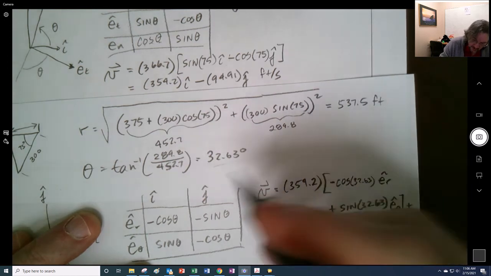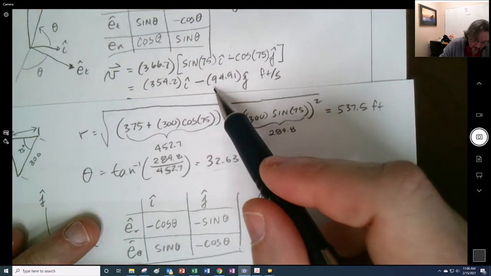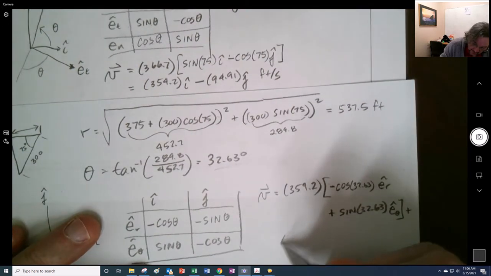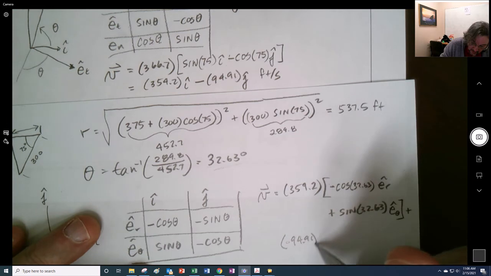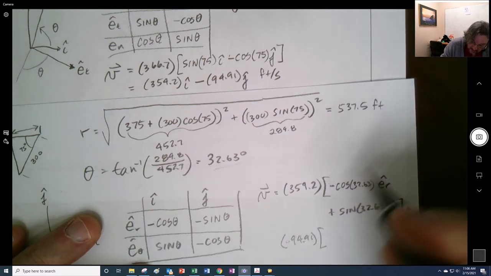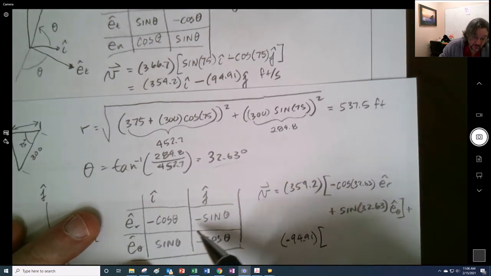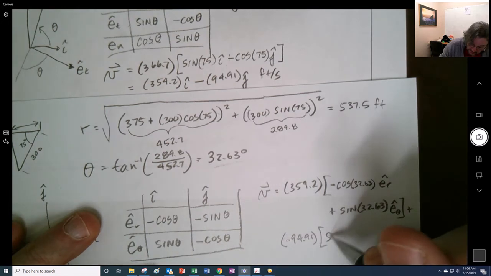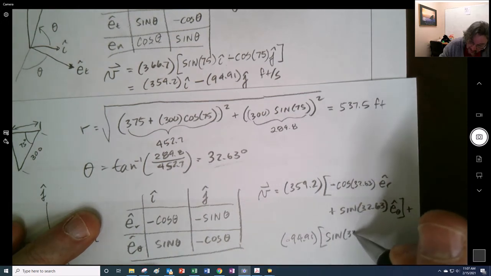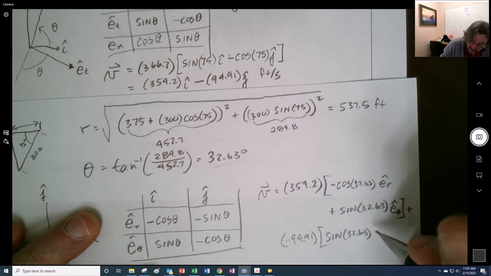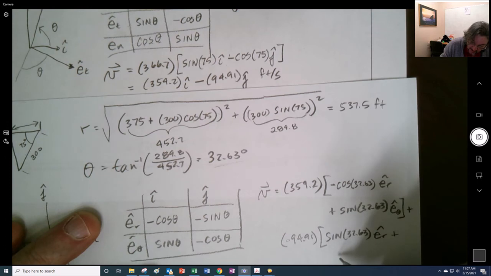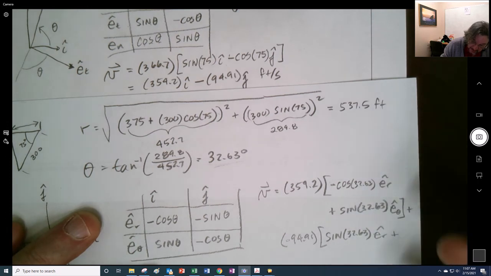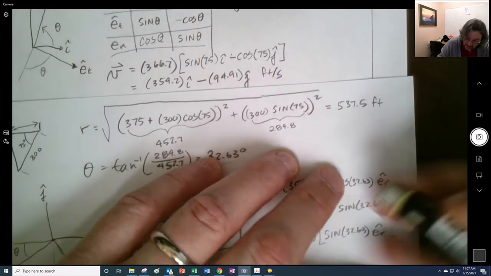right? And that's going to be plus, and then we go over to here, and we're going to have a minus 94.91 times the sine of 32.63 ER, and plus, or I should say minus, maybe. Just put a minus in there, right?